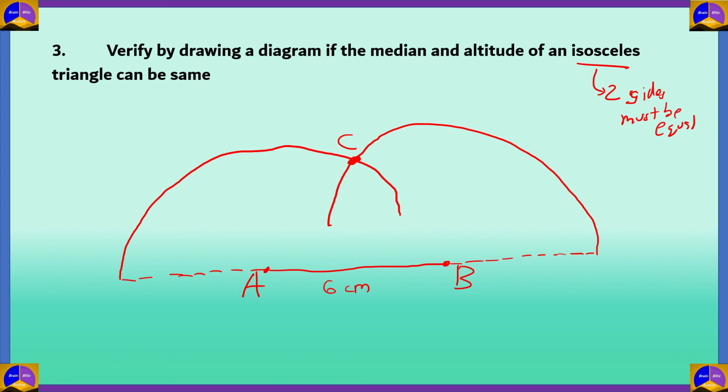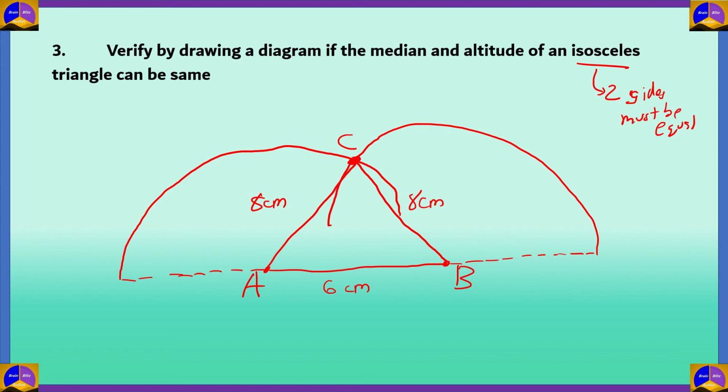Let's name it C. And if we join AC and CB, we get a triangle, an isosceles triangle. If we measure it, both of these sides would be 8 centimeters. Now, let's verify in the diagram that the median is equal to the altitude.